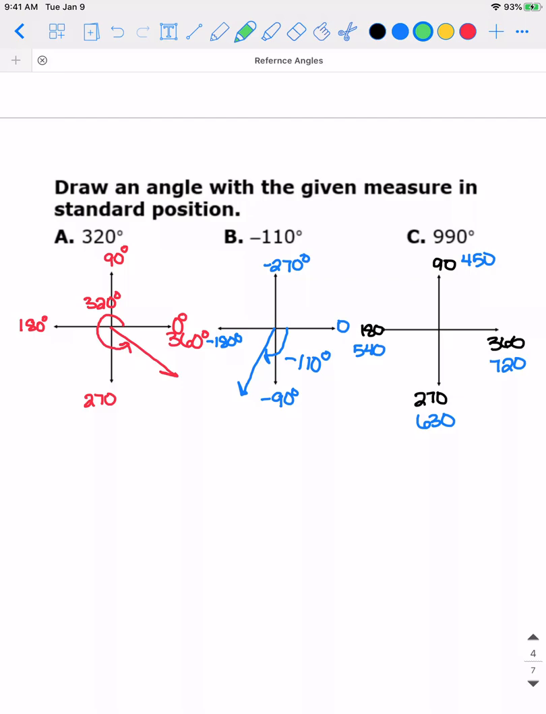Okay, if I go around again by adding 90, this turns out to be 810. This one turns out to be 900. And this one right here would be 990, which is the angle we're looking for.